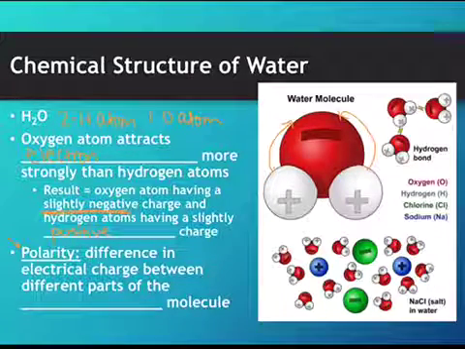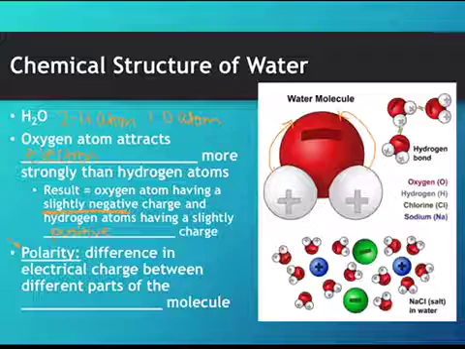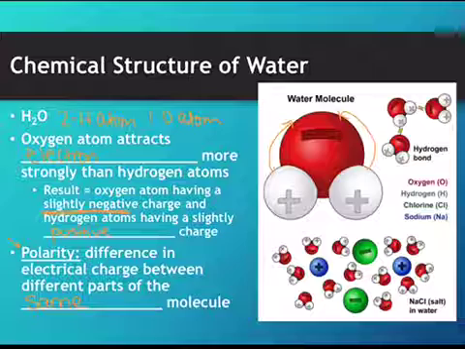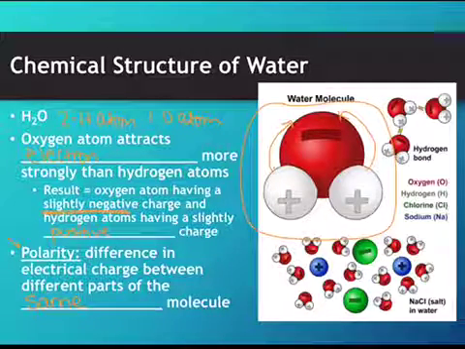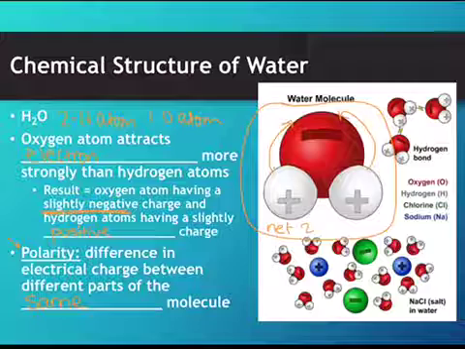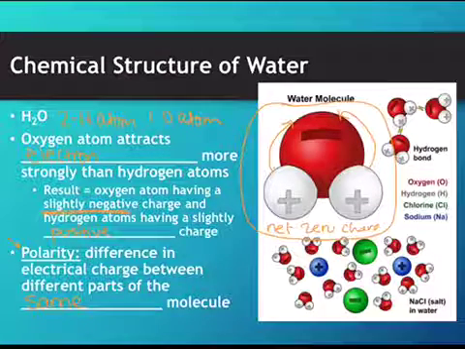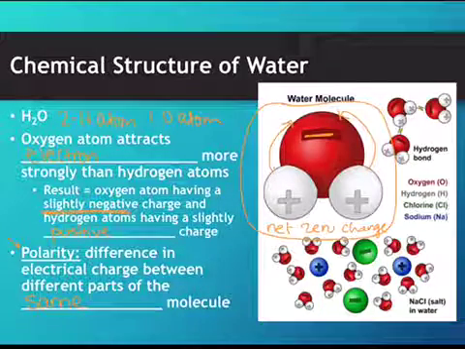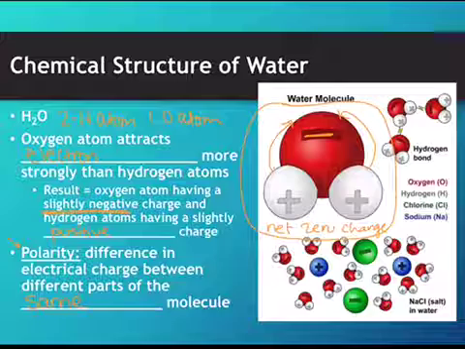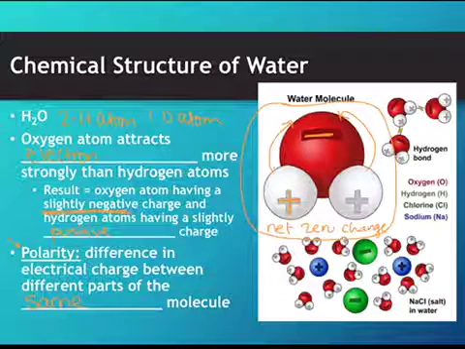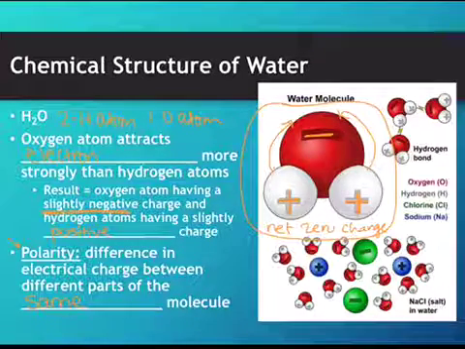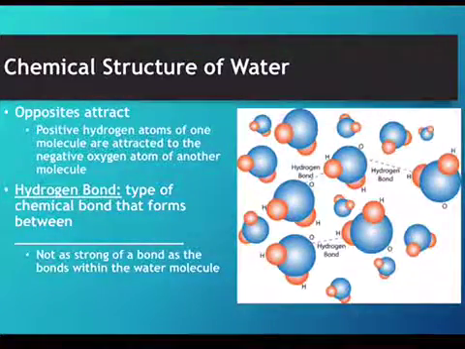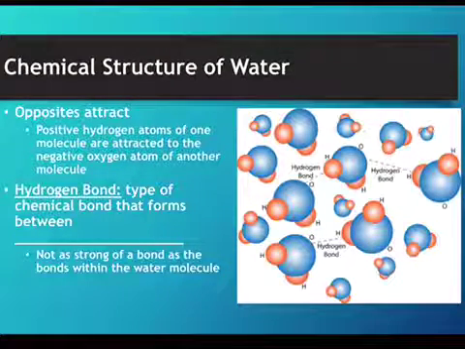And we call this polarity. Polarity is the difference in electrical charge between different parts of the same molecule. So overall, this whole molecule has a net 0 charge. But if we look at it specifically, we'll see that the oxygen atom is partially negative because it's pulling all the electrons, and that leaves the hydrogen atoms partially positive. So this comes into play in some of the special properties of water.